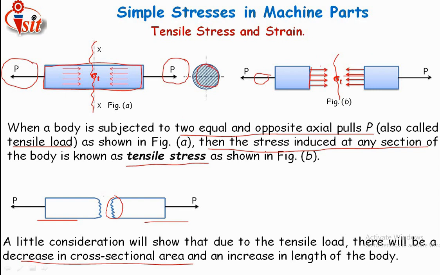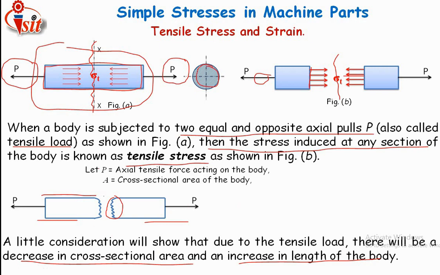So this is tensile stress, that is the resistance offered by the body to this tensile load is known as the tensile stress, and there is a change in length of the body. This is the original length of the body, and there is a change in the length of the body due to the application of load, that is the increase in length of the body and decrease in cross sectional area. This is the axial tensile force acting on the body. Area is the cross sectional area of the body, which is circular.